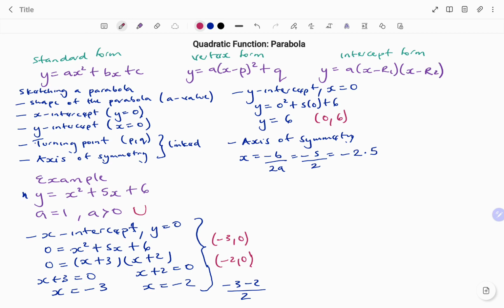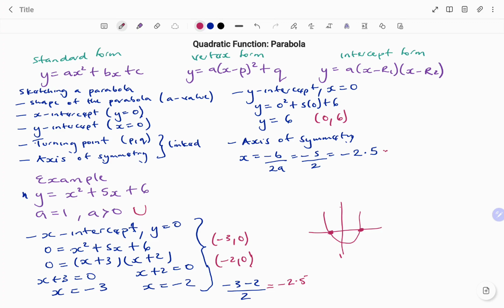Remember, I'm going to explain that quickly. If I have my graph this way and I have a parabola, these are my x-intercepts. For the axis of symmetry, I'm trying to find the midway between these 2 points, so I can add them and divide by 2. In this case, that will give me minus 2.5, which I also got here.